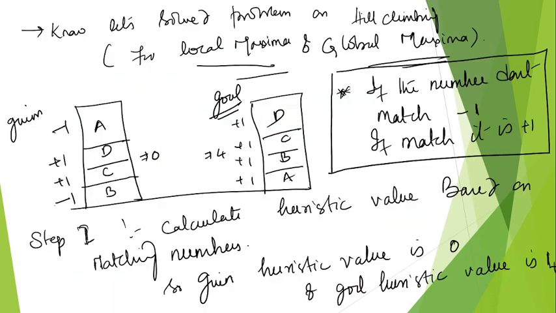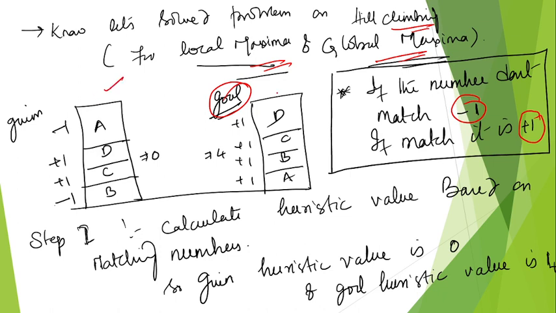Now let's solve a problem on hill climbing for local maxima and global maxima. I've got disks placed B, C, D, A, and this is my goal. There are a few points which I have to remember. If the disk doesn't match, it is -1. If they match, +1. That means if A is there and after that B comes, it is +1. If A is there and after that C is there, they're not matching, so it gives -1. So I have got one.